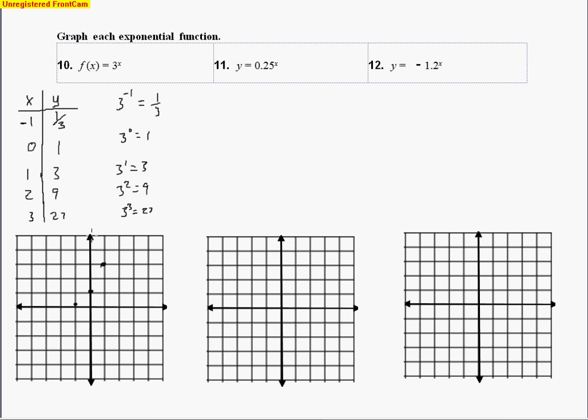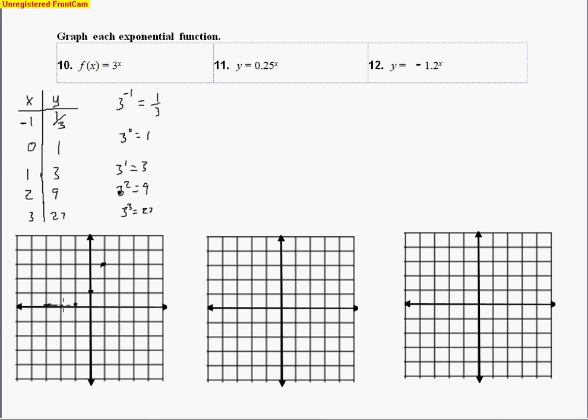So this is 5, 6, 7, 8, 9. It would be somewhere way up here. And so I can't even fit 27. But I've got an idea about what it looks like, though. So you see it's going to come over here, be really close to the x-axis. It's not going to go below it, though. It's never going to go below, but it's going to get really, really close.